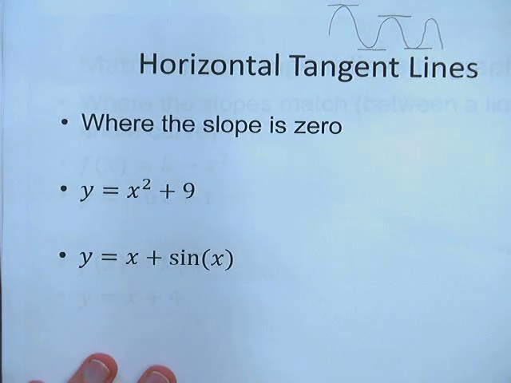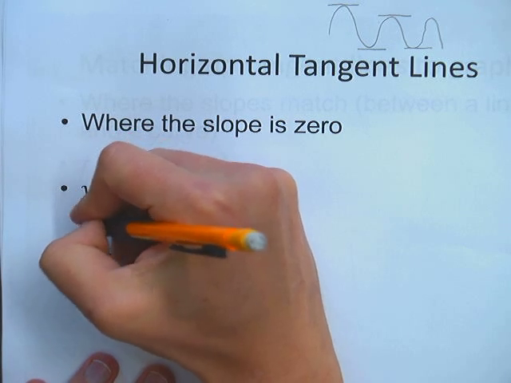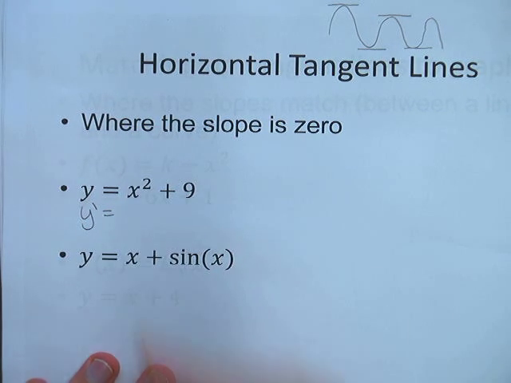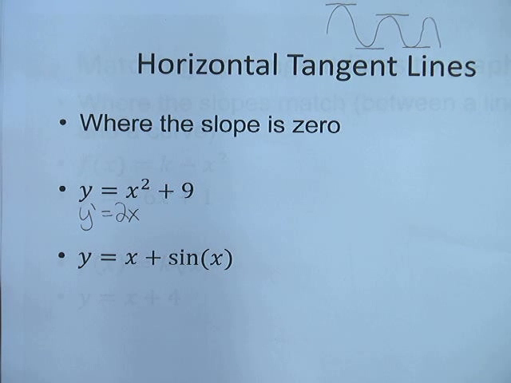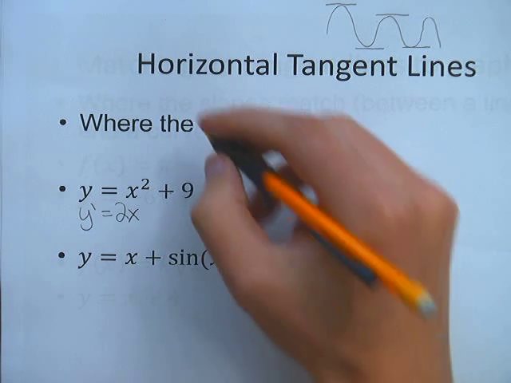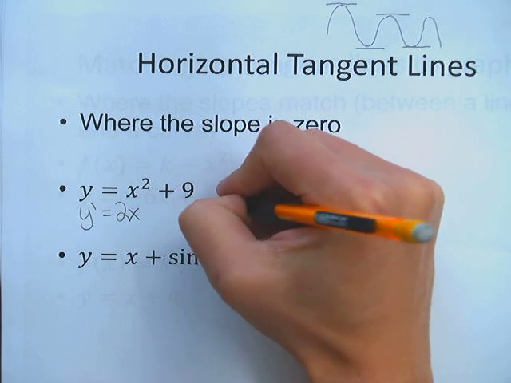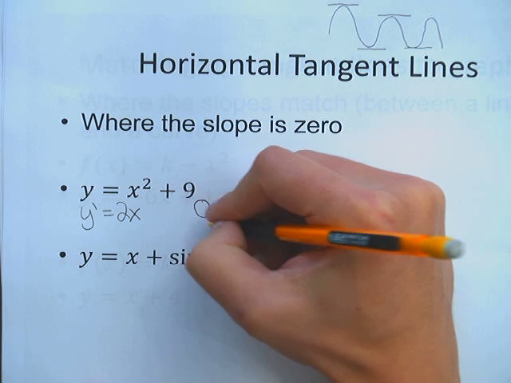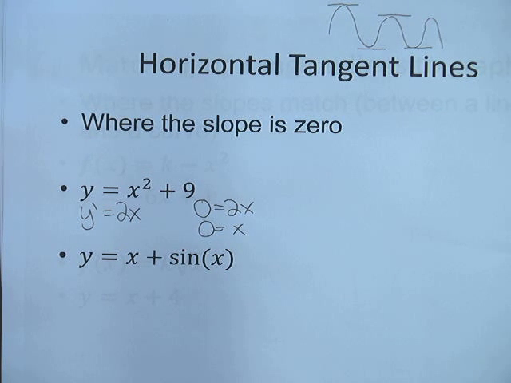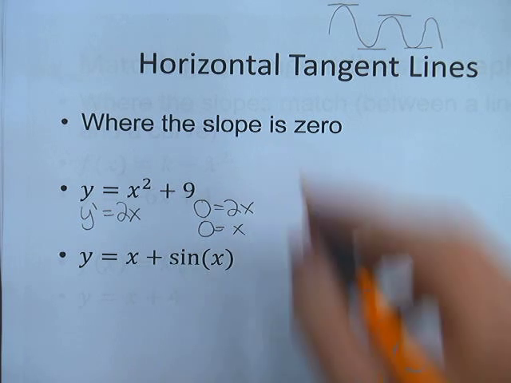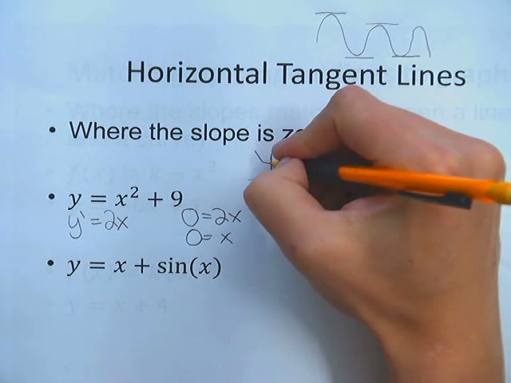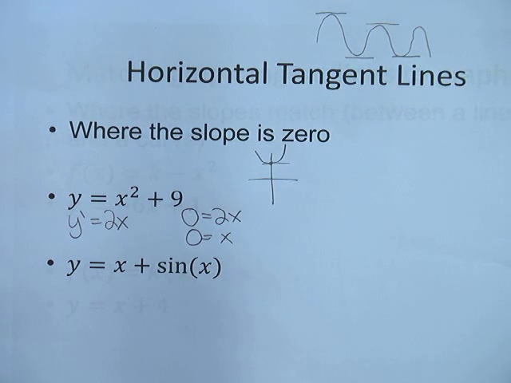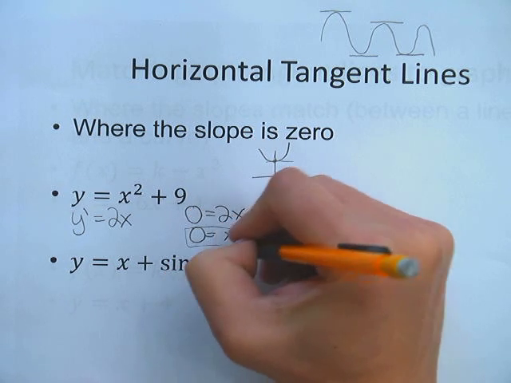So for this first guy, all we do is we take a derivative. So y prime is equal to, pull down the power, 2x, and the number goes away. Now we say, where is that equal to 0? So we say 0 equals 2x, and x equals 0. So it's at 0 that this thing has a horizontal tangent line. That should make sense because you know how to graph this. It's just a shifted up parabola, and that's at 9, and that is where our horizontal tangent line is. So this answer makes sense.